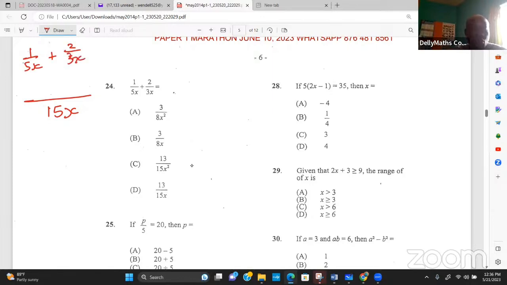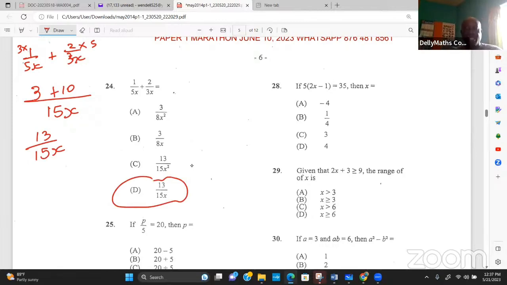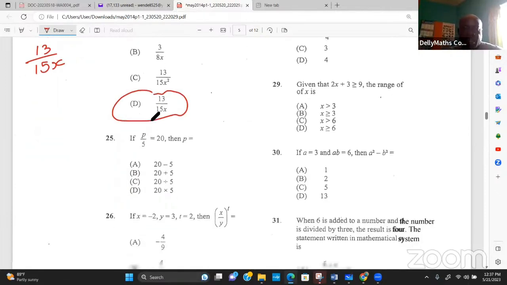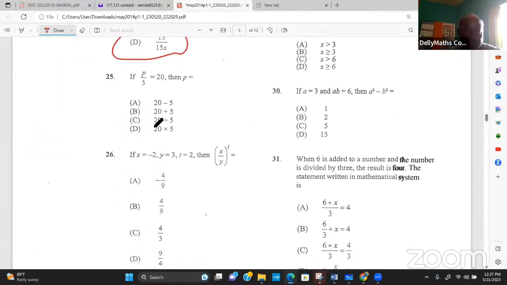So 5x into 15 is 3. 3 times 1, 3. And 3x into 15 is 5. 5 2s, 10. I am looking for 13 over 15 with an x, wherever that is. Here it is. That's our answer. So it's algebra fraction. As long as you remember those, no problem. You work them out. There's no trick. Take your time and you work them out.